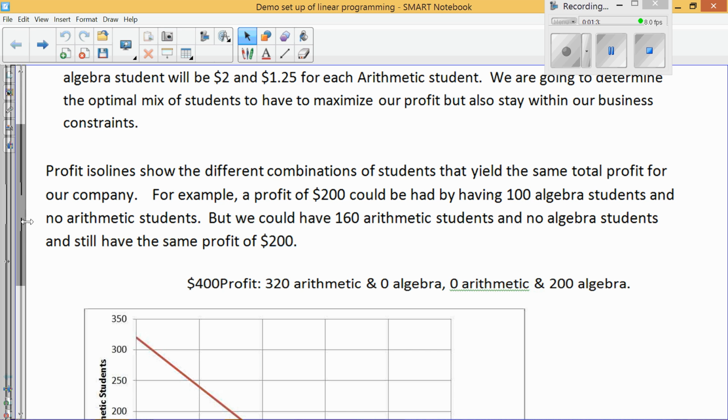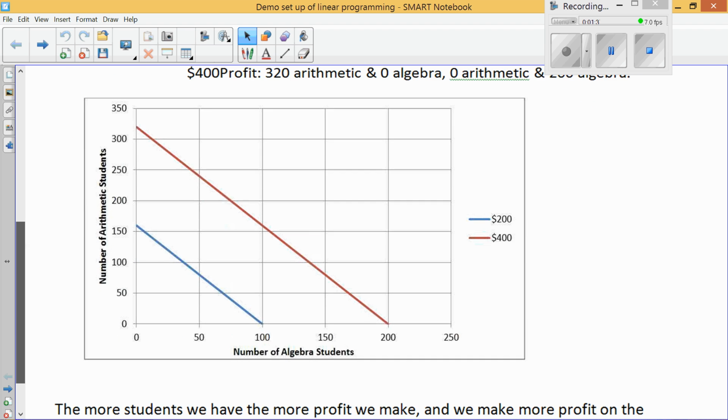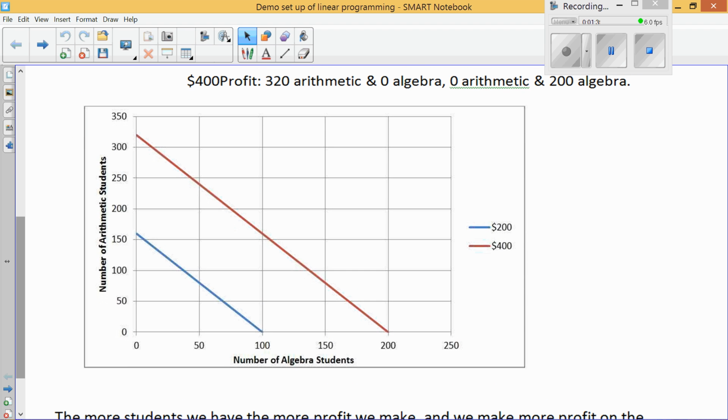Just to visualize this, here's a graph. On the x-axis, I have the number of algebra students, and on the y-axis, the number of arithmetic students. My blue line here is a profit isoline for $200 profit. Every point on this line represents a combination of algebra and arithmetic students that gives us a profit of $200.